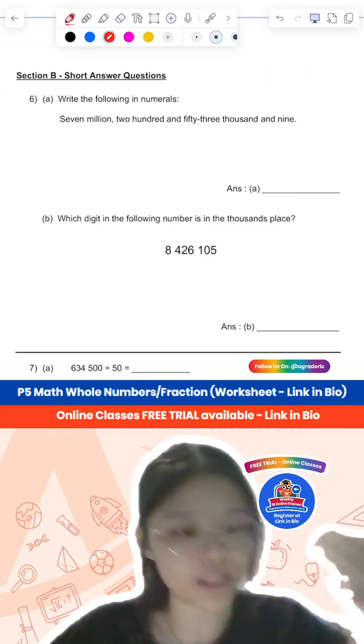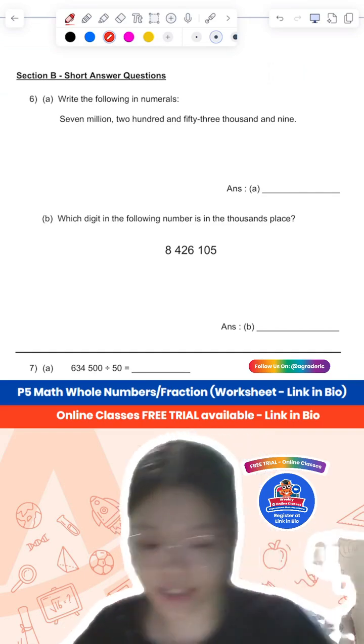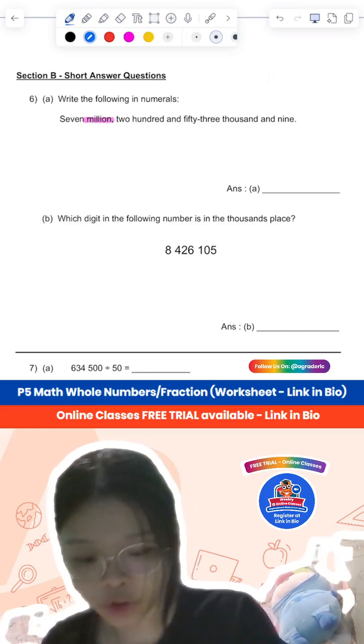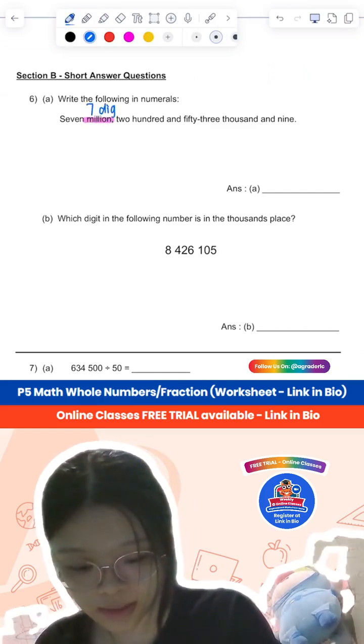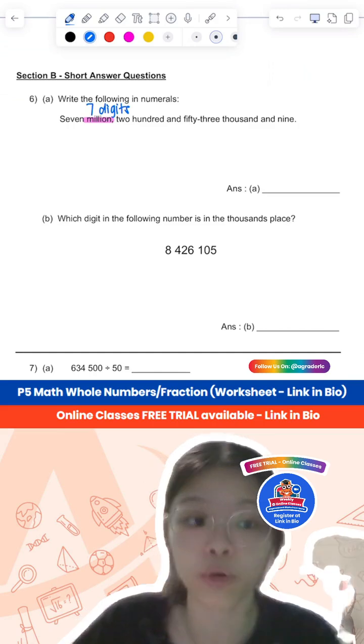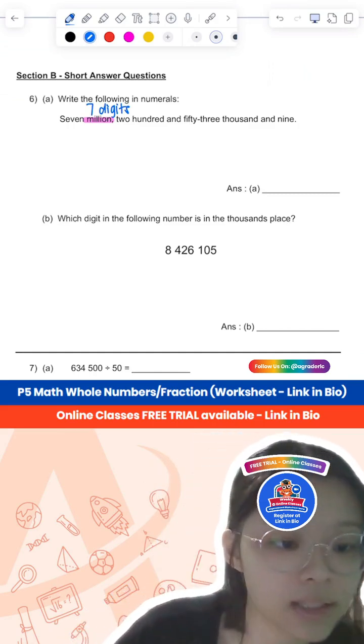Uma262. There should be 7 digits because this is 7 million. Million should have 7 digits. Regardless of whether you are filling them in with zeros or not, there should be 7 digits.